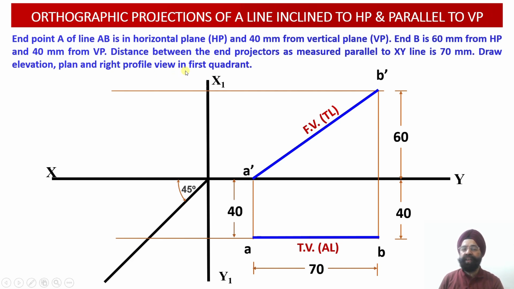Since we are required to draw the right hand side view projection, in first angle projection the right hand side view projection will be obtained on the left hand side of the front view, right? At whatever height point A dash is located in the front view, at the same height we are going to obtain the location of the point A double dash in the profile view. Since point A dash is located in the horizontal plane, the point A double dash will also be located on the XY reference line.